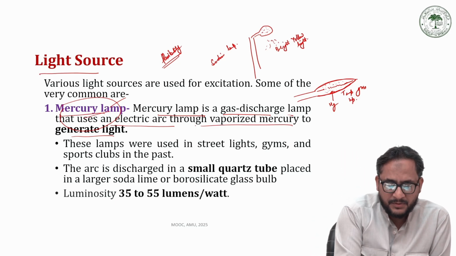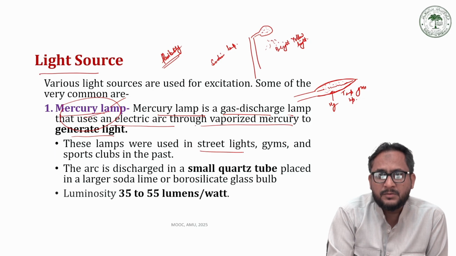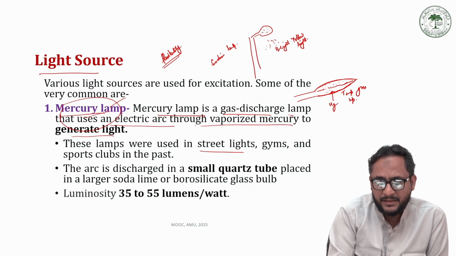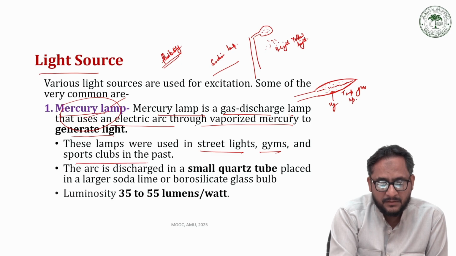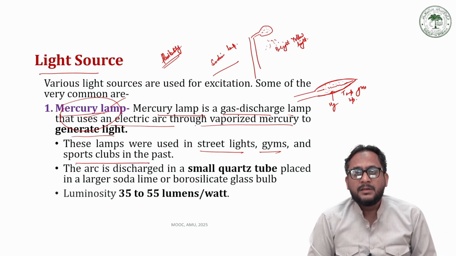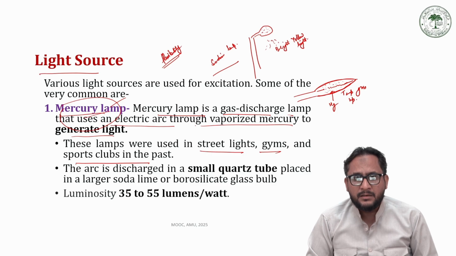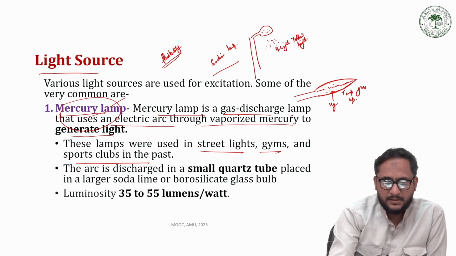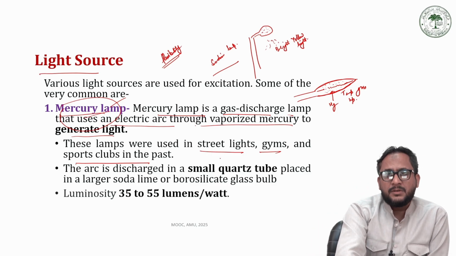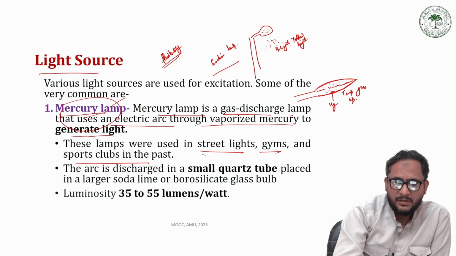These mercury lamps are also used in street lights, just like our sodium lamps, in gyms and even in sports clubs in the past. Now we have other lamps which are even brighter that we use at these places. So in the past we used these mercury lamps or even sodium lamps for street lighting.